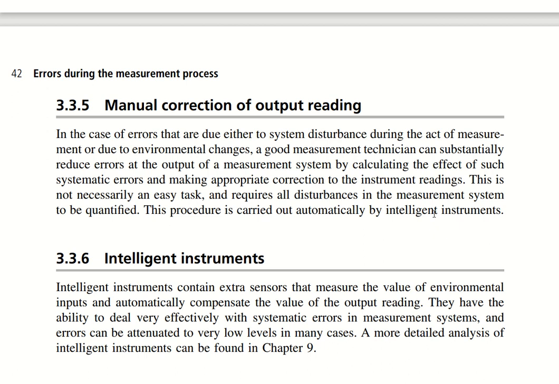Now that we have discussed intelligent instruments, let's see some of them. These so-called intelligent instruments contain extra sensors that measure the value of environmental inputs and automatically compensate the value of the output reading. So they have the ability to deal effectively with systematic errors in the measurement system, and errors can be attenuated to very low levels in many cases as well.